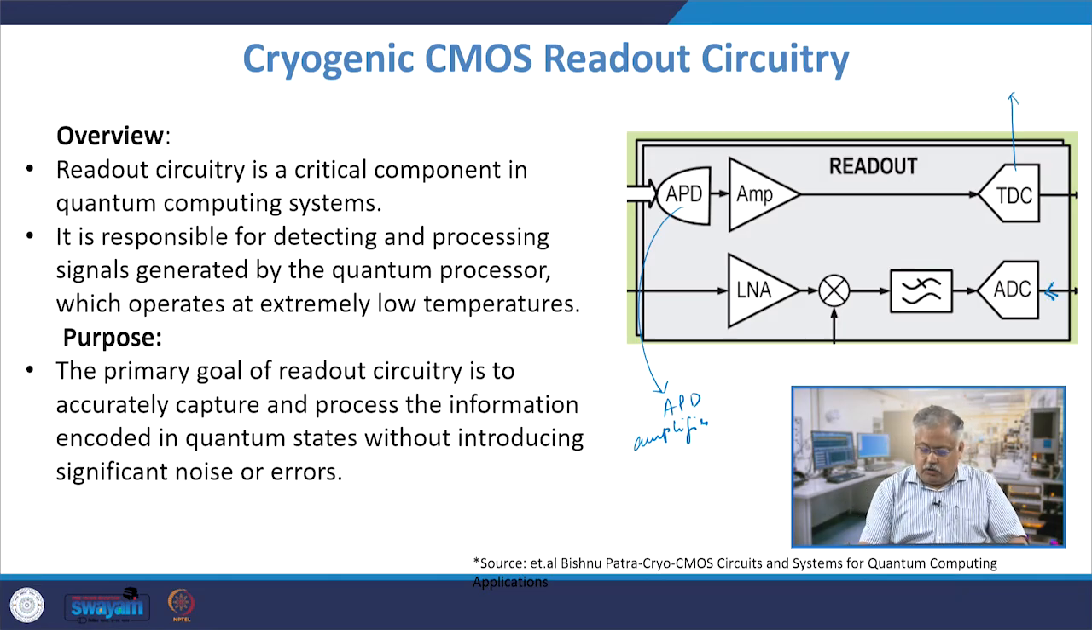Then in the control part you have an ADC which converts the analog back to digital. Then you have a mixer here and a LNA. So, there are two readout paths available, one is the TDC path, one is the ADC path. Now, the primary goal of the readout circuitry is to accurately capture the information which is possessed in the qubit state without introducing any noise or significant errors.